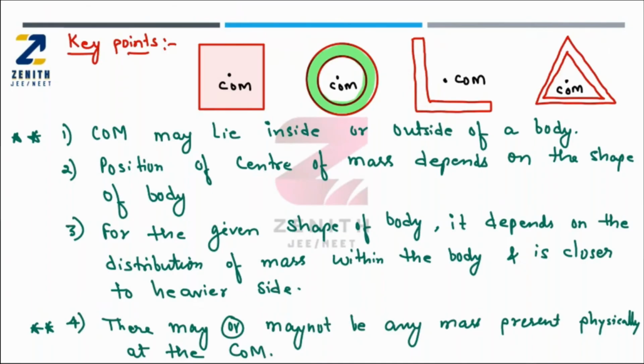Now you can see here, at this center of mass some mass is there, but at this point there is no mass. For a ring shape, the center of mass will be at this point, where physically there will be no mass. Similarly for this L section also.